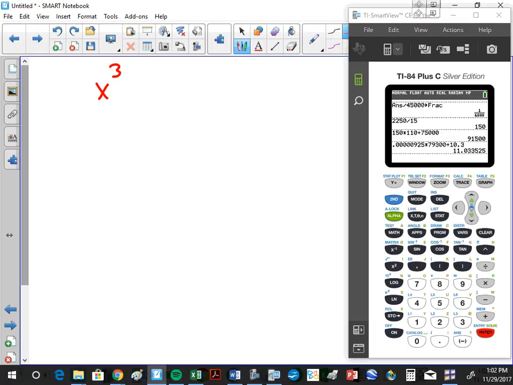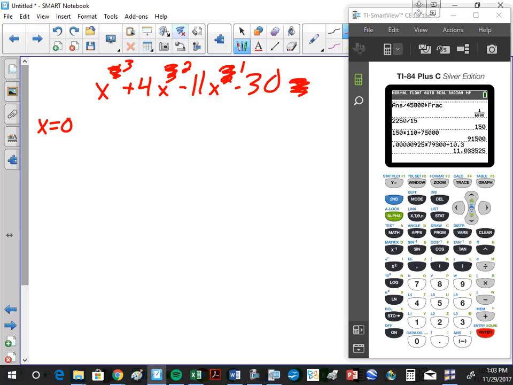x to the third, oh no, sorry, x to the fourth plus 4x to the third minus 11x squared minus 30x. What are my roots? One of them is, say it, 0. Why is one of them 0? I can take out an x. There's no constant. So I know that x could equal 0, and all I have to do is change these. And now the other ones are 1, 2, 3, 5, 6, 10, 15, or 30.